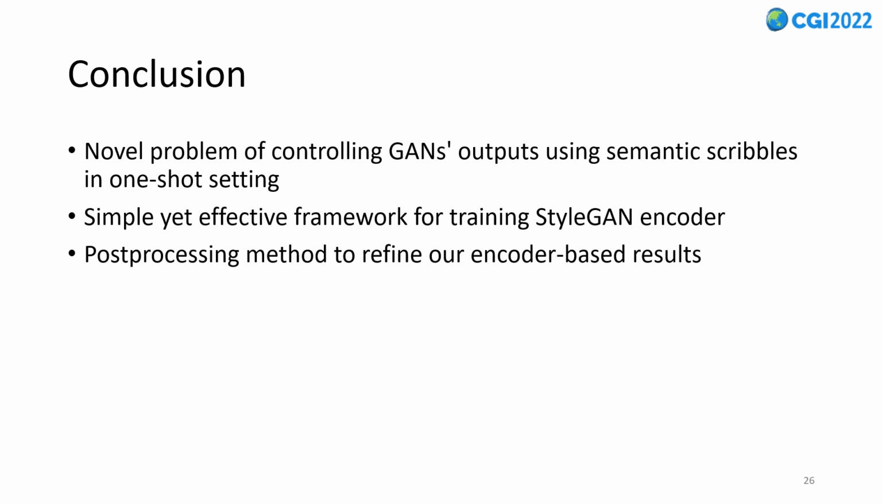Now I conclude our talk. We explored a novel problem of controlling GAN's outputs using semantic scribbles in a one-shot setting. To achieve this, we propose a simple yet effective framework for training a StyleGAN encoder via pseudo-labeling. We also proposed optimization-based post-processing to refine our encoder-based results.